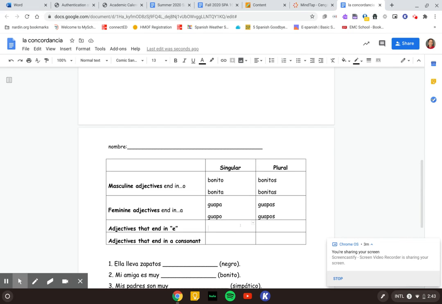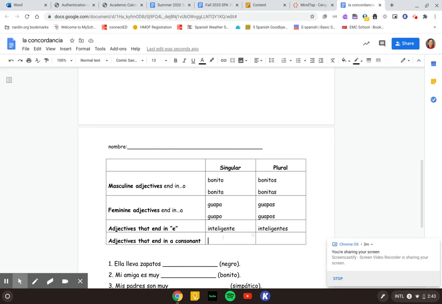Adjectives ending in an e. So say that we had the word inteligente. Now these ones only have two forms. So we have inteligente and inteligentes. So we just have our singular and our plural. So if it were una mujer, a woman, it would be una mujer inteligente, or un hombre inteligente. So that's your singular.